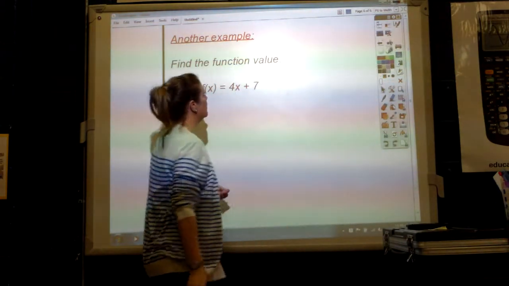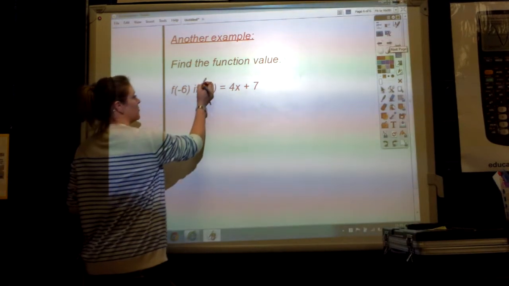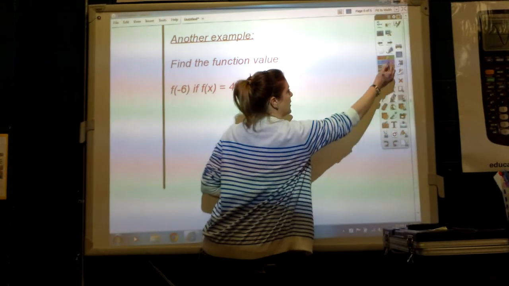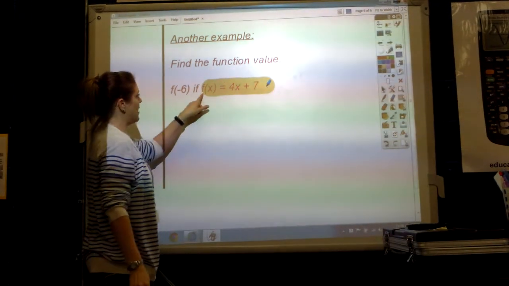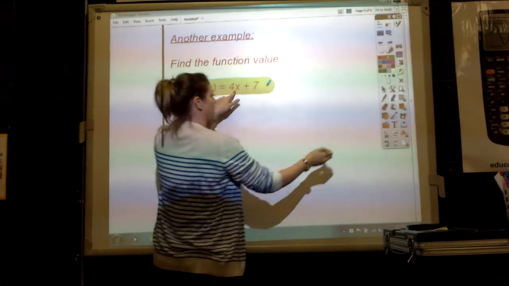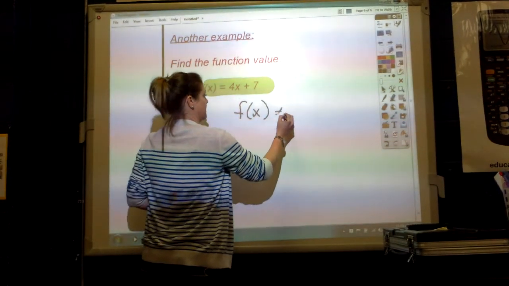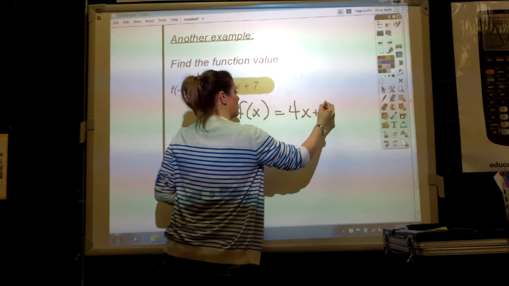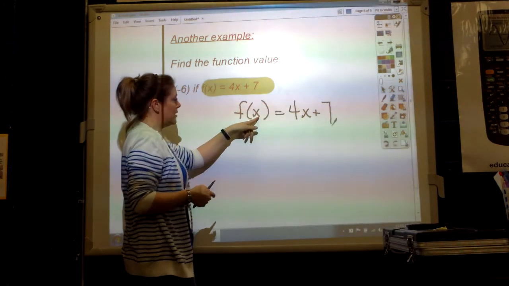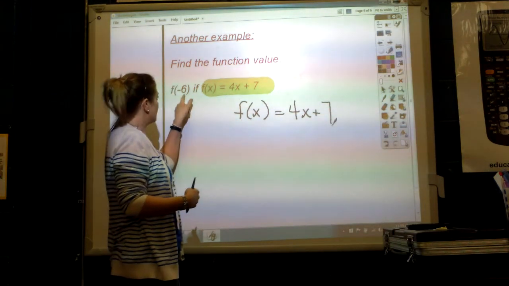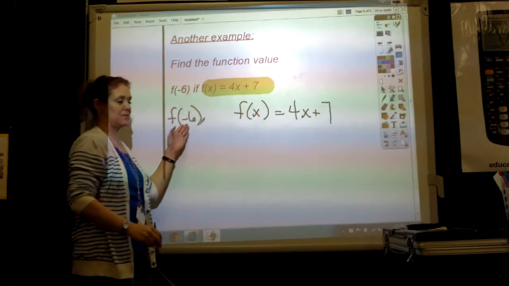Let's do one more example. We're going to find the function value. Again, this is our function rule. Let me highlight this time. Our function rule, f of x is equal to 4x plus 7. So our function rule is 4x plus 7. Our input, which is the x, they're giving to us. They're asking us, what would f of negative 6 be?